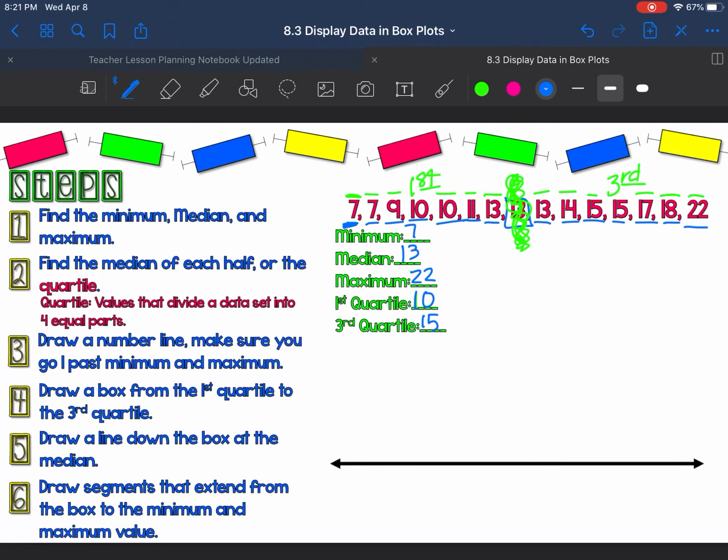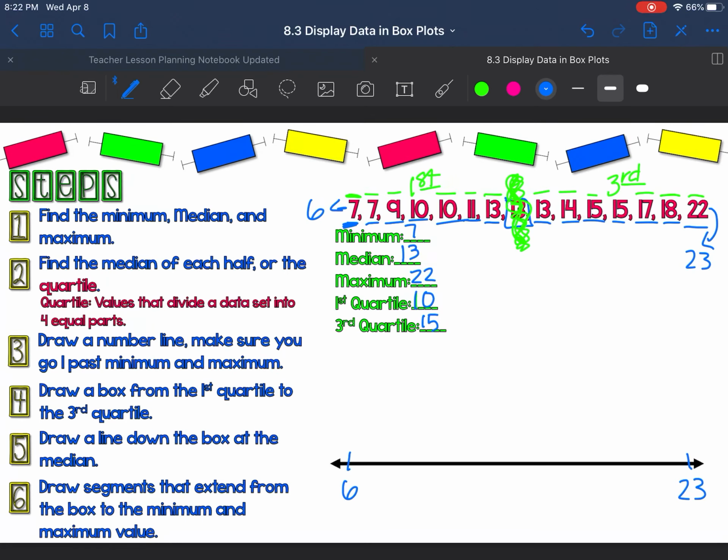So, super easy. We've already done steps 1 and 2. That was easy, right? Now we're going to move on to step 3. We're going to draw a number line, which, ta-da, there's already one down here for us. Now, we want to make sure that when I'm drawing my numbers on my number line, I look at my minimum number and go one smaller. So I want my very first number to be 6. And when I'm looking over here at my maximum, I want my very last number to be 23.